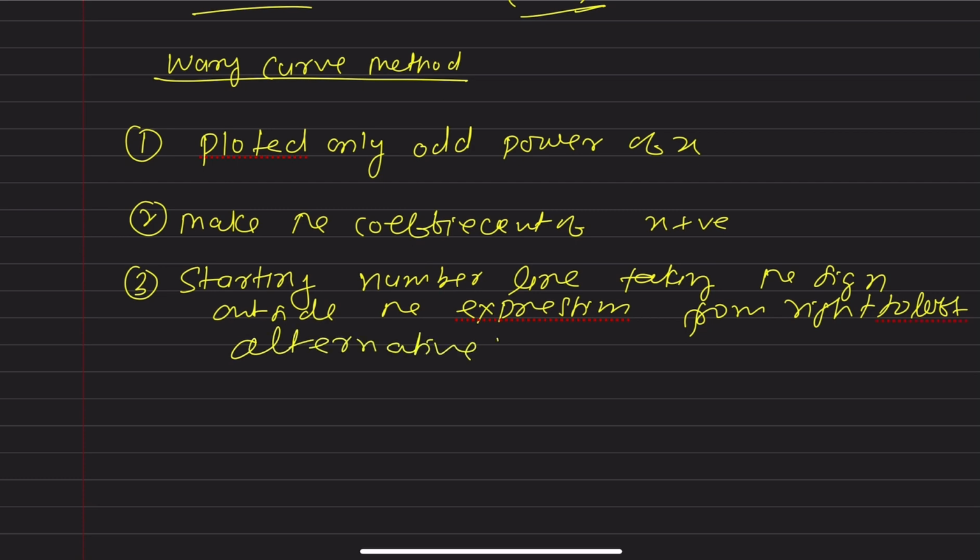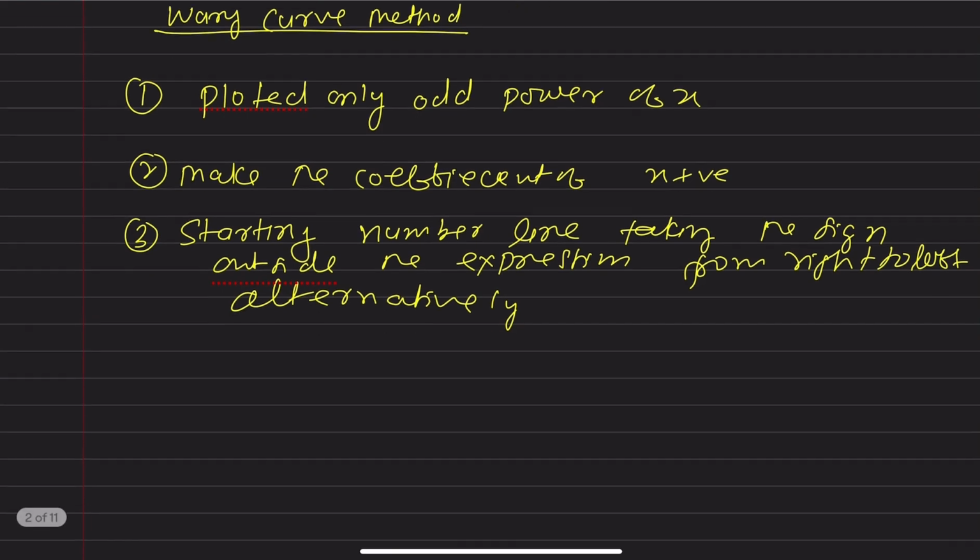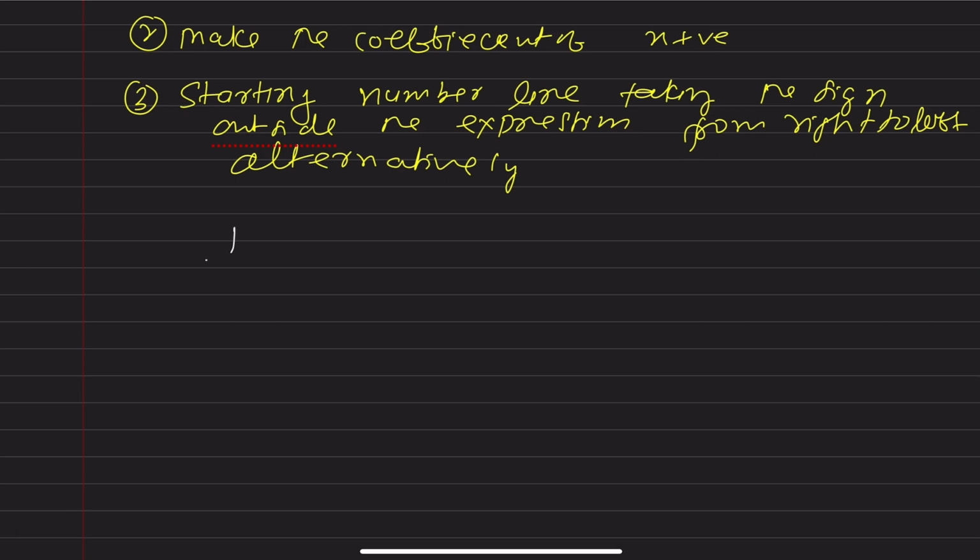So there are 3 steps to use the Wavy Curve method to find the solution. First, plot only for odd powers of x. Second, make the coefficient of x positive. And third, starting on the number line, take the sign outside the expression from right to left alternatingly. What does it mean? I'll consider an example. Let me take a simple example: 1 over x minus 1 less than 0. This is the example and we will solve it.